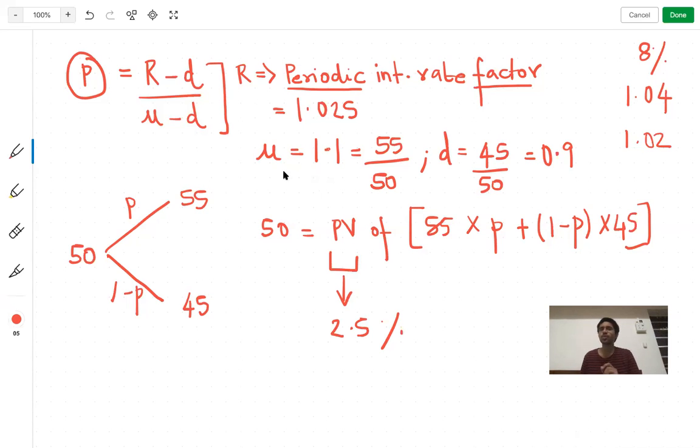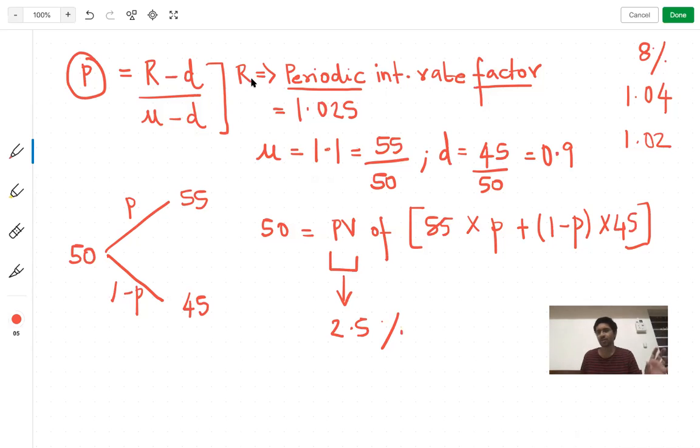But ultimately, U is an upside factor. If U is not given in the question and instead the share prices are given, all you have to do is upside future share price divided by current share price is U. Downside future share price divided by current share price is D, okay? So this is the formula for calculating probability. I'll show you the derivation of this formula also.